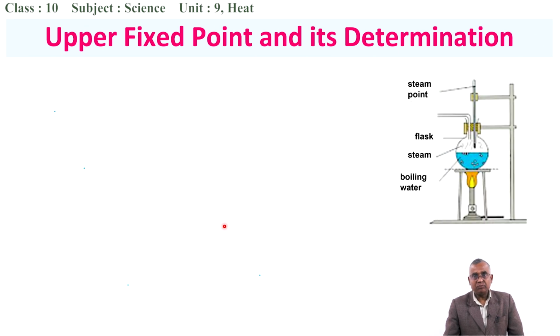Now, what is upper fixed point? Upper fixed point is the temperature of steam at sea level. To find it out, here I was not using a bent tube, I was using just a straight tube, doesn't matter, to pass out the steam. The newly constructed thermometer is kept in the flask. That flask is a round bottom flask with water, and the bulb of the thermometer is kept above water level, because it has to measure the temperature of steam, and then it is heated by any source of heat.